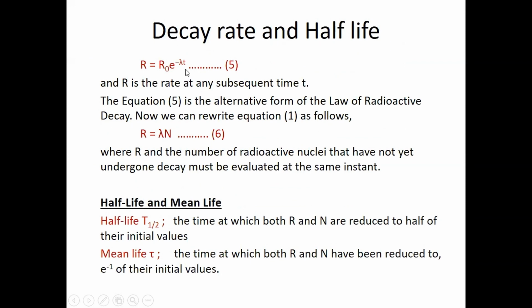Once we know the radioactive decay rate, this equation 5 forms an alternate form of the radioactive law for the decay of radioactivity, and we can rewrite the first equation as R is equal to N lambda, and N can be substituted.